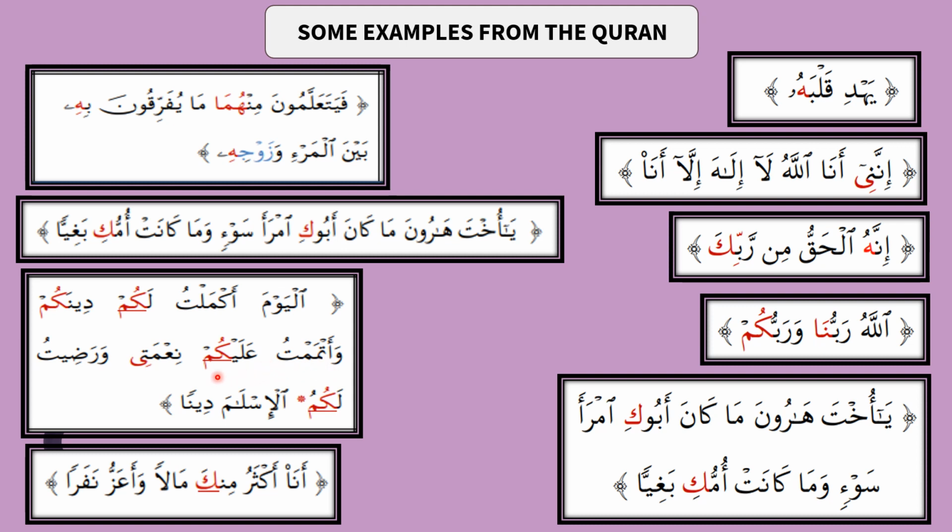Atmamtu alaykum. Ala is harf jar, so the position is majroor. Ni'mati. So the ni'ma is a noun and the ya mutakallim will be in the position of mudaf ilayhi. Wa raditu lakum. The harf jar, so the position is majroor. Ana aktharu minka. Min is a harf jar, so the damir will be in majroor position. Malan wa a'azzu nafara. So all these are examples from the Quran.